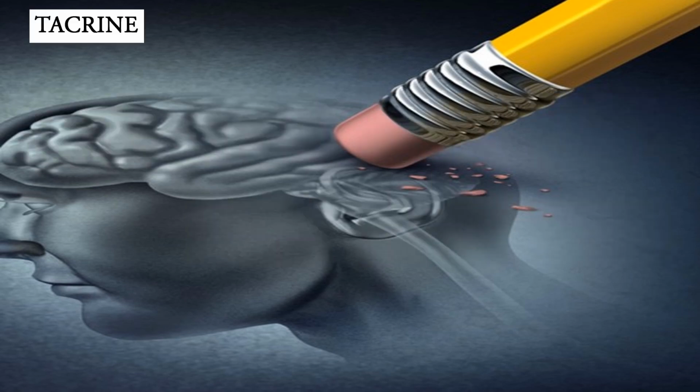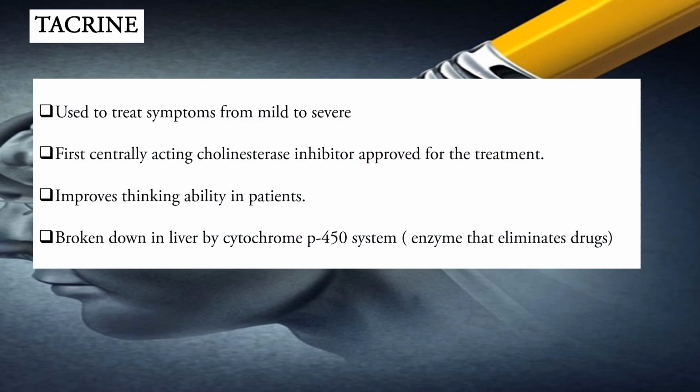And next we are going to see the drug Tacrine. It is used to treat symptoms from mild to severe. It is the first centrally acting cholinesterase inhibitor which has been approved for the treatment. It improves thinking ability in patients and it is broken down in the liver by the cytochrome P450 system.